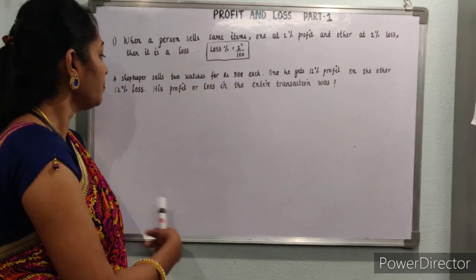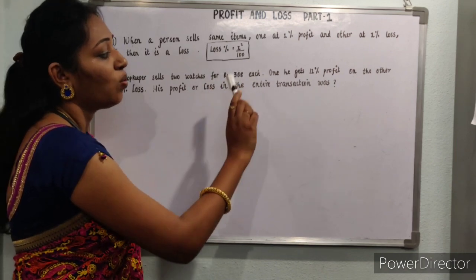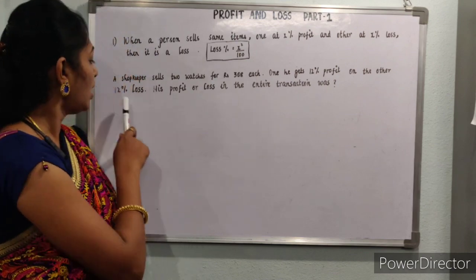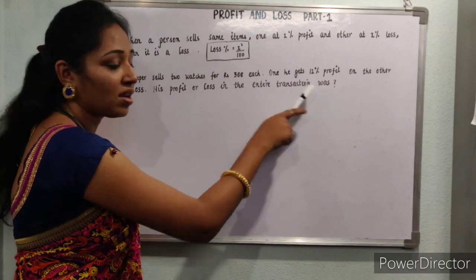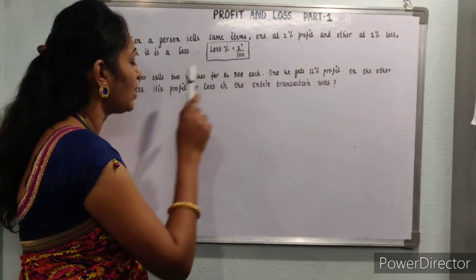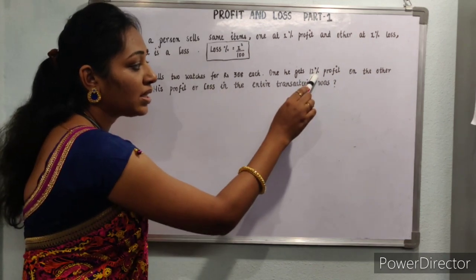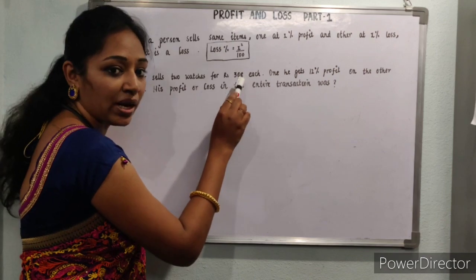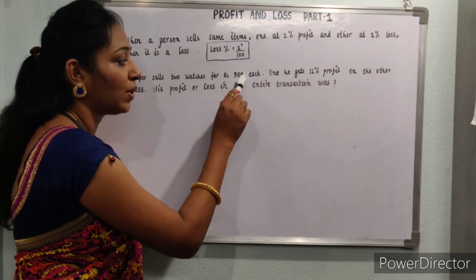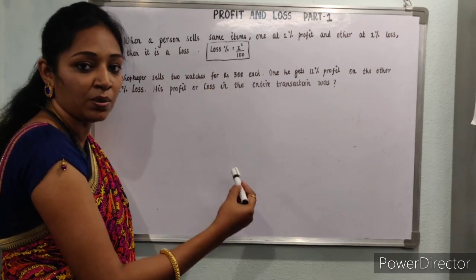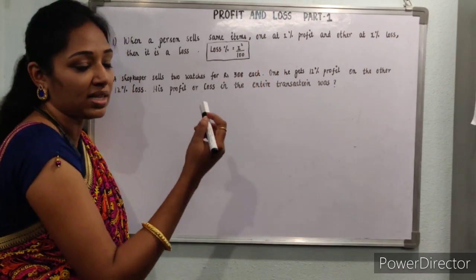Now let's go to the problem. A shopkeeper sells 2 watches for rupees 308. On one he gets 12% profit, on the other 12% loss. His profit or loss in the entire transaction is, now if you have observed, profit percentage and loss percentage both are the same. And one thing I would like to tell you, this 12% profit is included in the selling price 308, and this 12% loss is included in the selling price 308. If you follow a normal procedure, it will take minimum 1 or 2 minutes. So with this formula, you can solve it within 10 seconds.